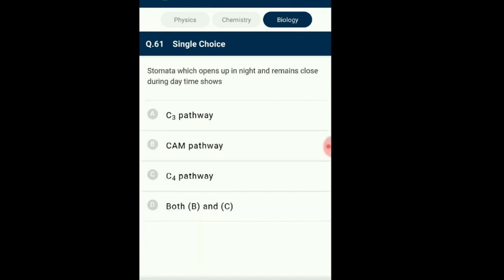Question number 61. Stomata which open up in night and remain closed during daytime show. In plants growing in deserts, commonly known as succulent xerophytes, the stomata open during night and close during daytime. Such stomata are known as scotoactive stomata. It is an adaptation to reduce transpiration during daytime when the temperature is very high. Such plants show CAM metabolism as the method of photosynthesis. So the answer for this question is option B, CAM pathway.